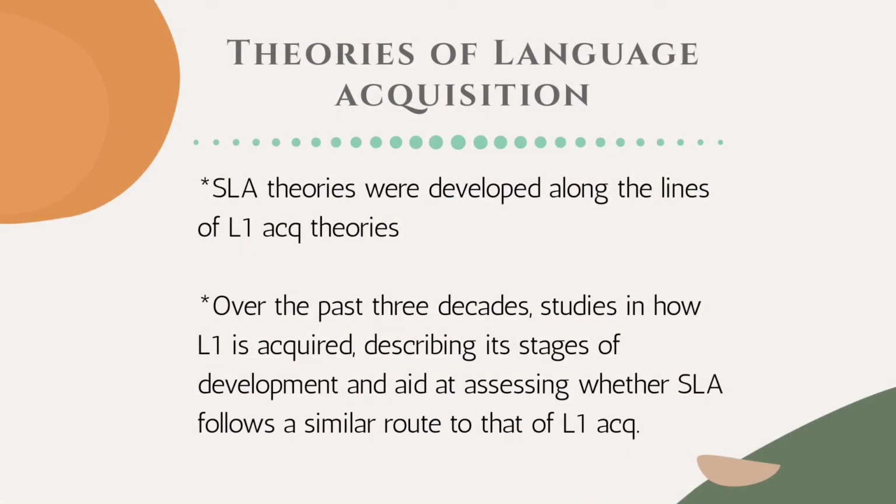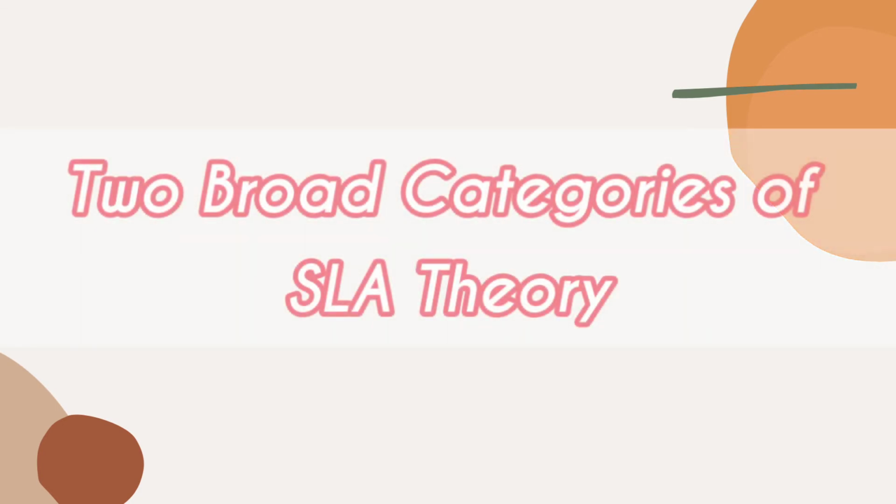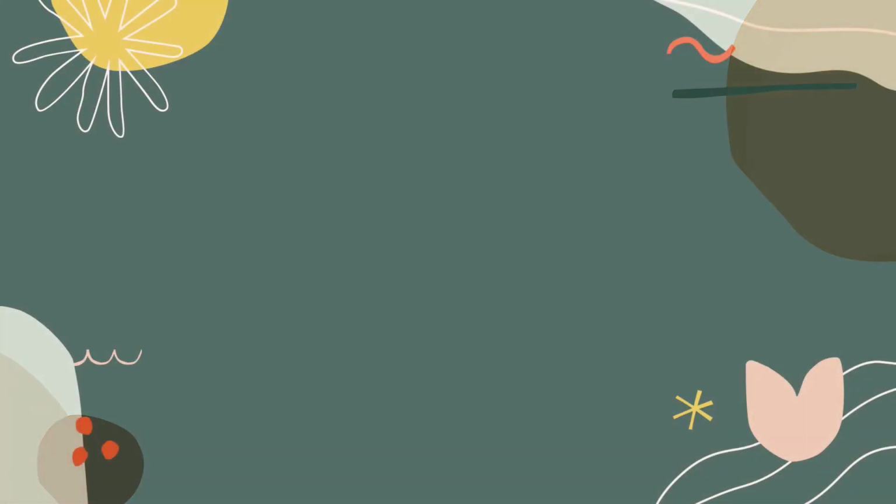SLA theories were developed along the lines of L1 acquisition theories. Over the past 3 decades, studies on how L1 is acquired, describing its stages of development, aimed at assessing whether SLA follows a similar route to that of L1 acquisition. SLA theories are divided into 2 broad categories: nurture and nature.